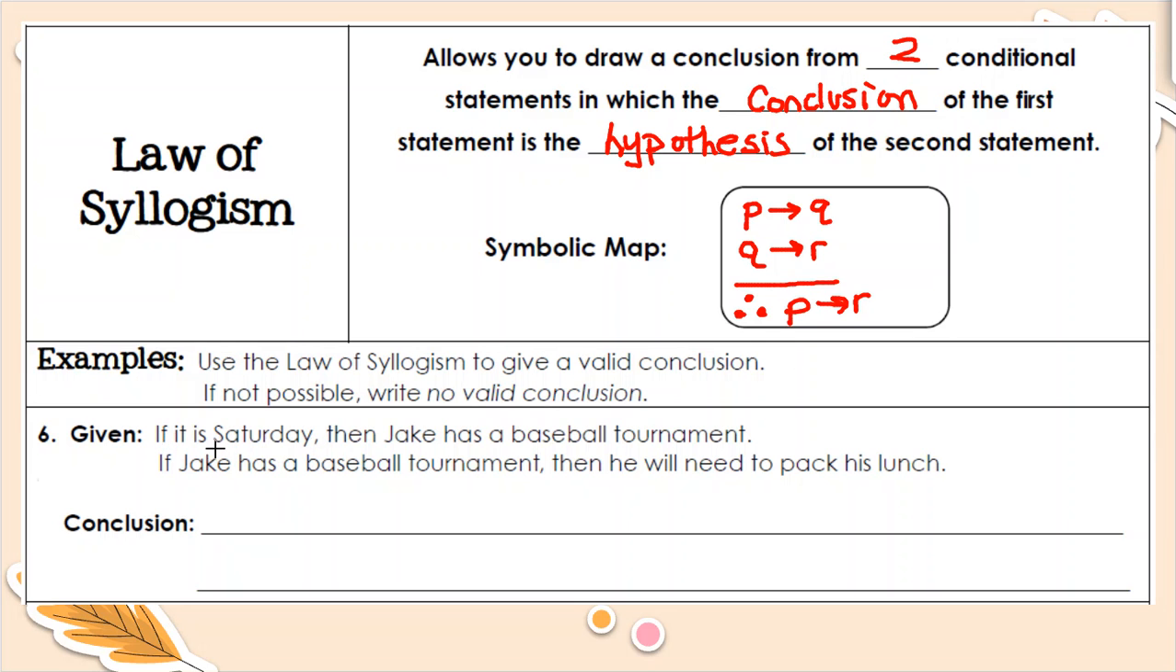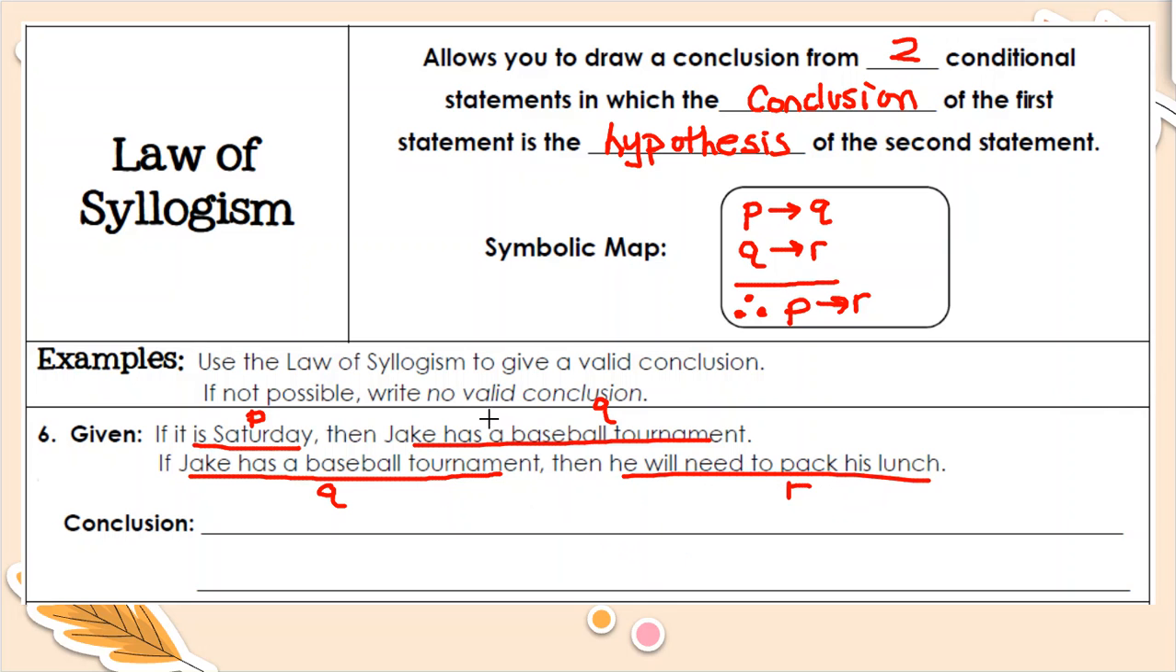We have, if it is Saturday, then Jake has a baseball tournament. So if P, then Q. Jake has a baseball tournament. So we are starting off with the hypothesis of our second statement being the same as our conclusion. That's a good start. And then a new statement: then he needs to pack his lunch, or R.